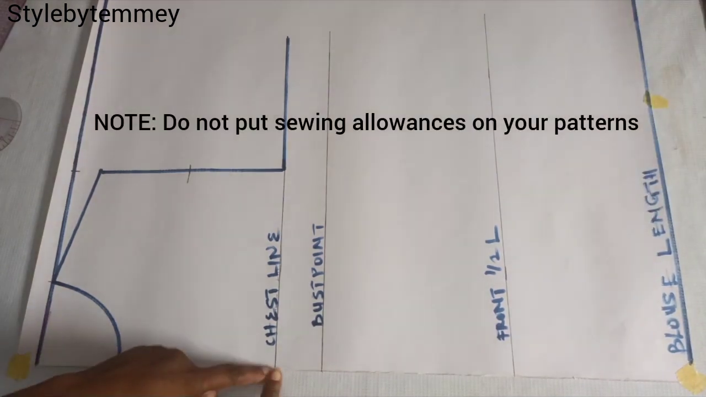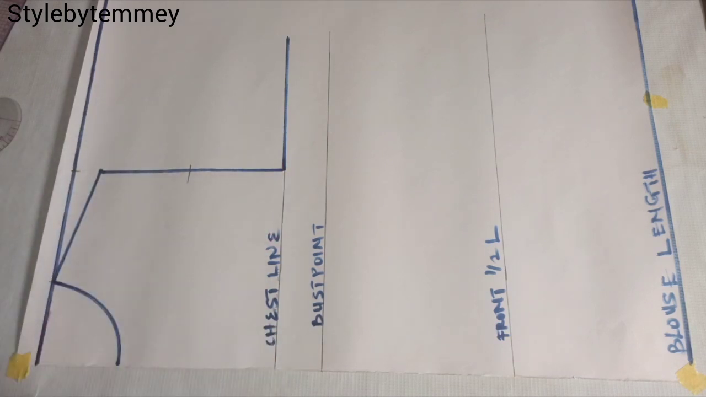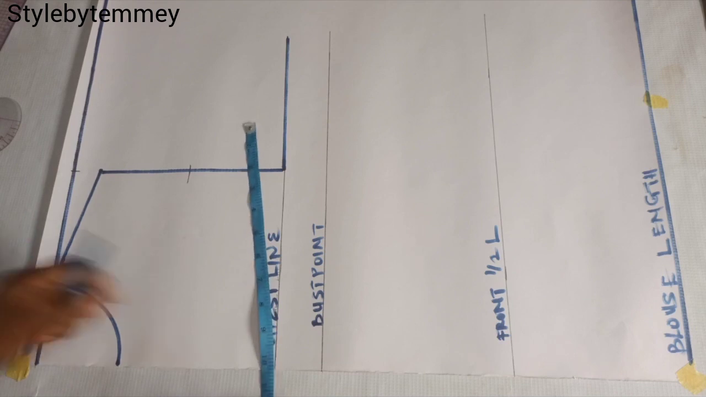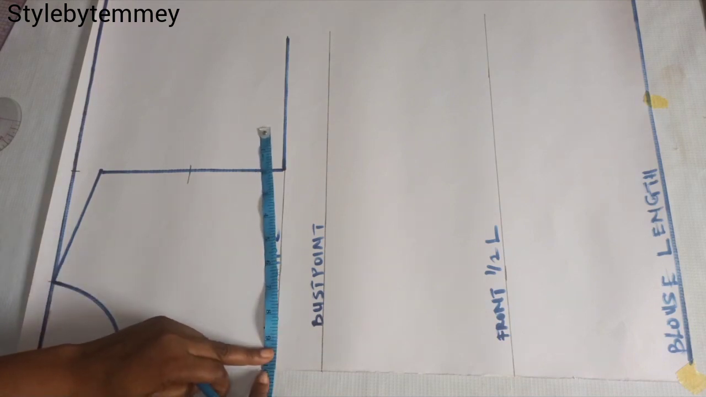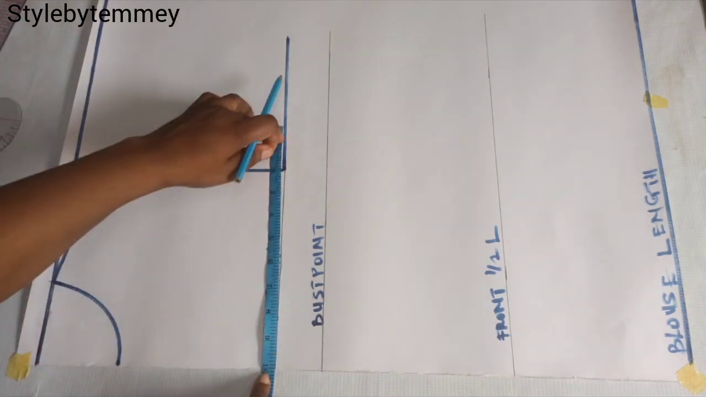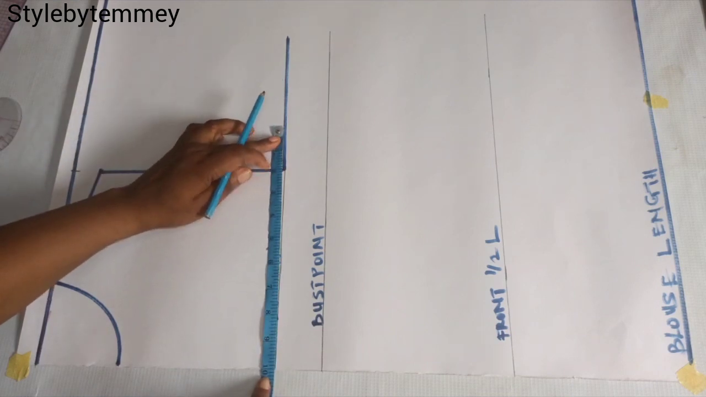So back to my chest line, I'll measure my bust, I'll mark the point, and my own bust measurement is 40, which I divided by 4, and I'm getting 10. That is a quarter of my bust. I mark it on my chest line, 10.